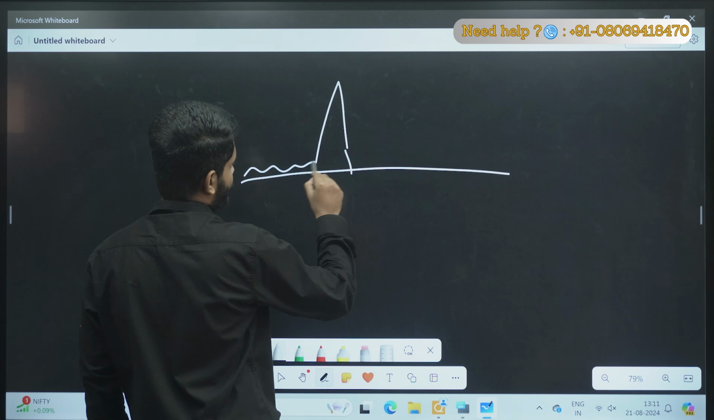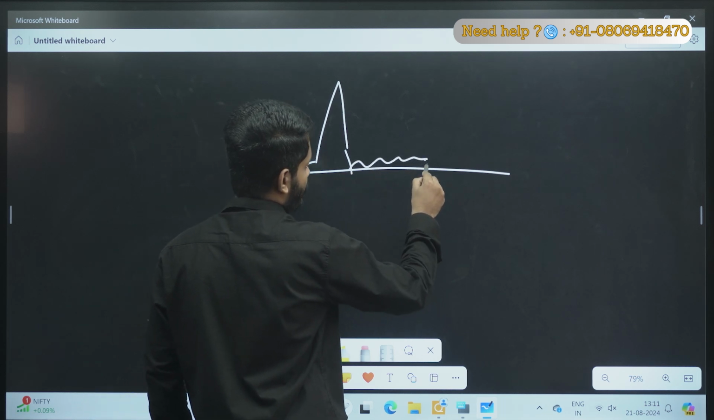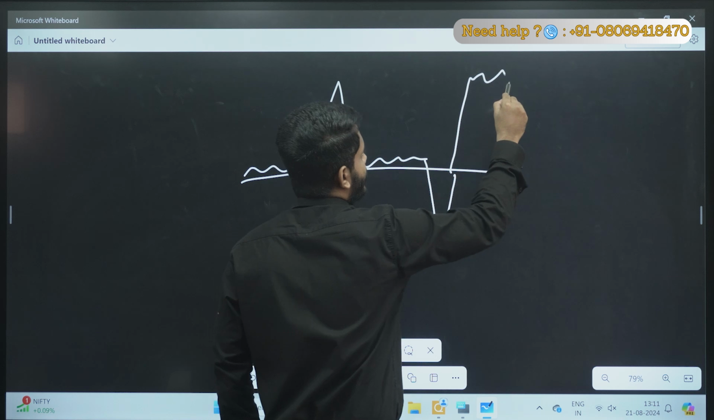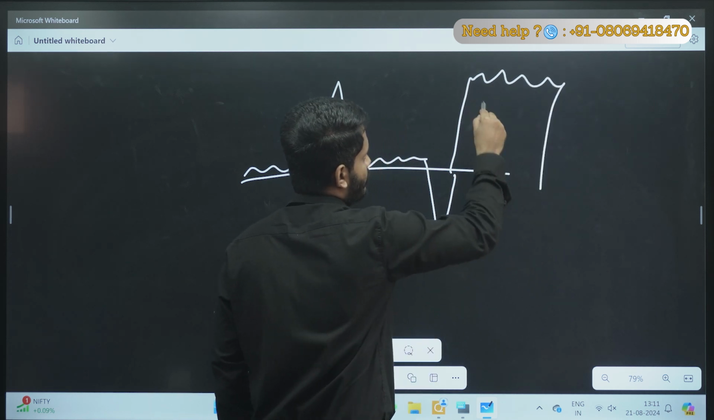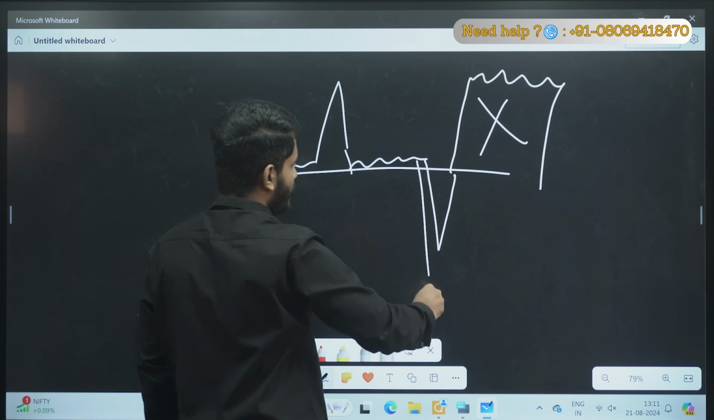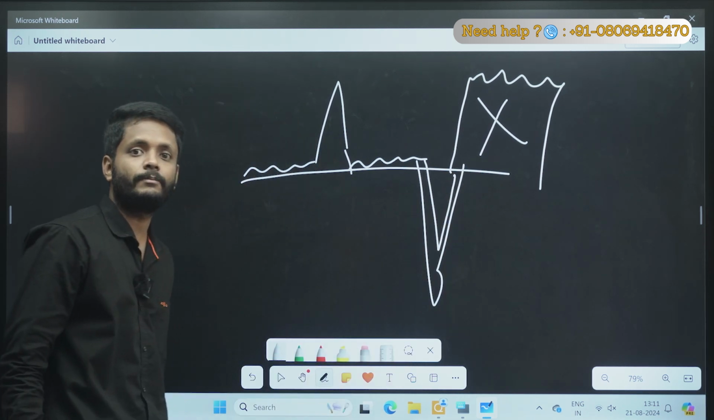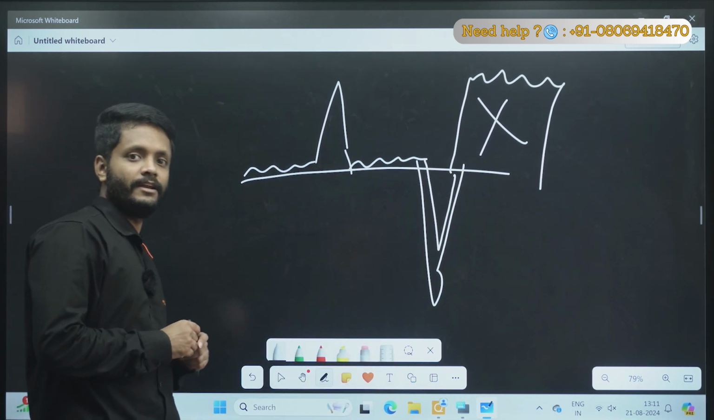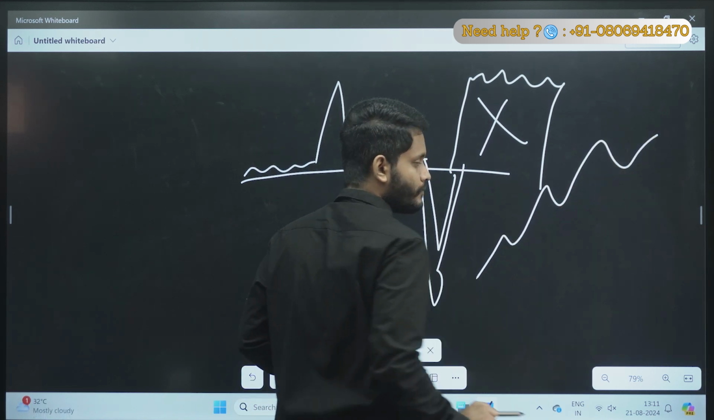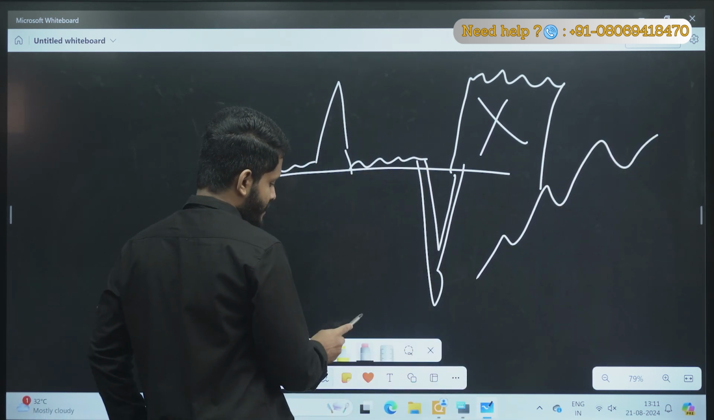IV is usually sticky at the ground level. If it shoots down, it will reverse. It will never be like it moved up, it is sustaining and then it is coming down. This will never happen. Whenever IV shoots up, it will come down. Say for example, IV shot down, it will immediately revert back to the mean. So IV is mean reverting in nature. IV is never trending. It will never move like this. I hope this part is clear.